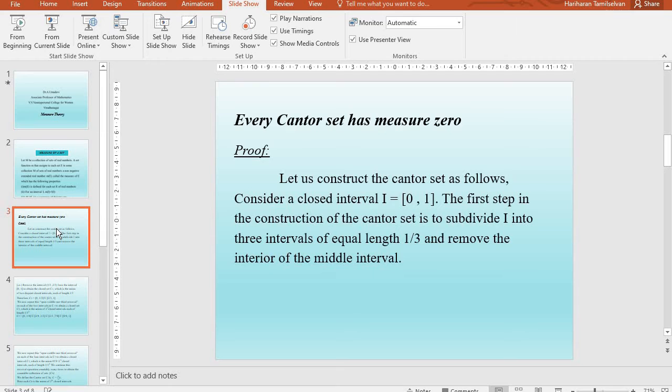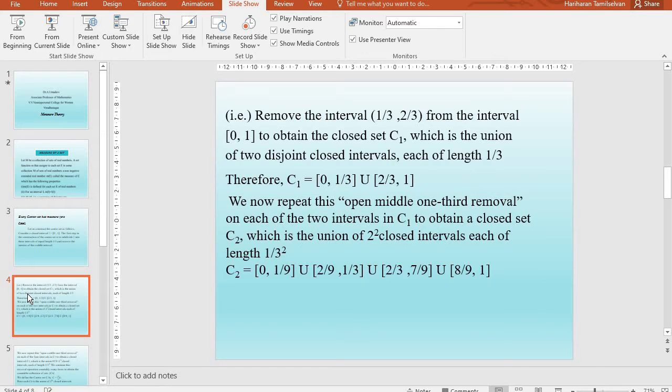First we construct the Cantor set as follows. Consider the closed interval [0, 1]. The first step in the construction of the Cantor set is to subdivide this closed interval [0, 1] into 3 intervals of equal length 1/3. That is, you divide it as the closed interval [0, 1/3], the open interval (1/3, 2/3), and the closed interval [2/3, 1]. Each subinterval is of length 1/3.